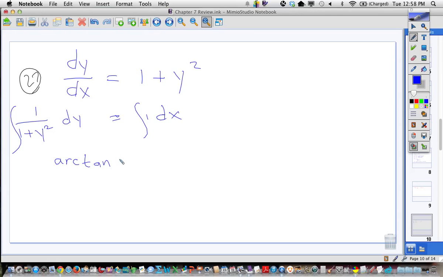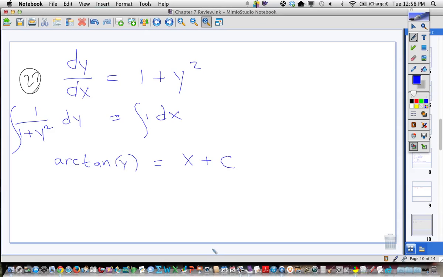And so if you get that, this would be arctangent y. Oh, and why don't we put a plus c there? Yeah, we're just going to subtract it over, and there's a c on the other side. When you subtract two constants, you get another constant. So we don't put it on that side. Antiderivative of 1 is x plus c.